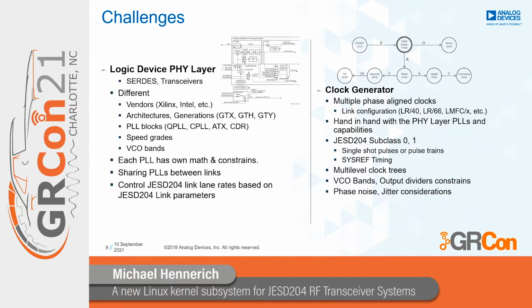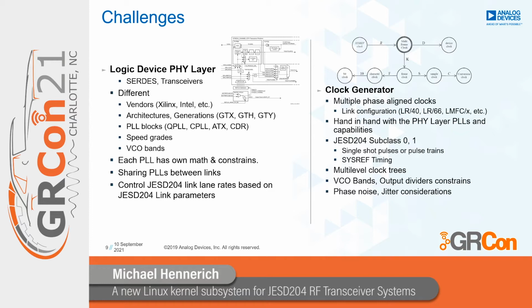Each of these FPGA devices is available in different speed grades, and this goes hand in hand with different VCO bands, frequency ranges, and so forth. So each PLL has its own math and its own constraints. Sometimes you also want to share a PLL between links, so there needs to be some resource management. And of course, you want to control the lane rates based on the link parameters or the higher level application settings.